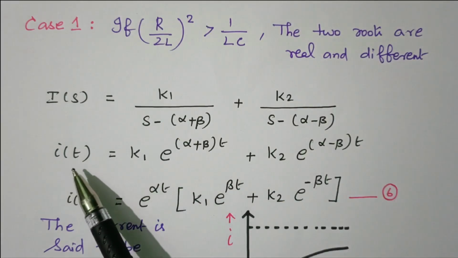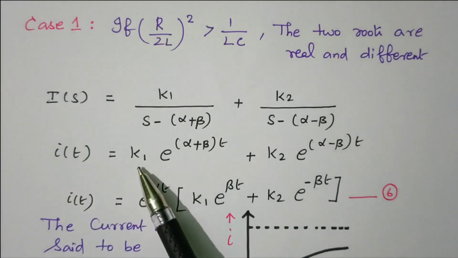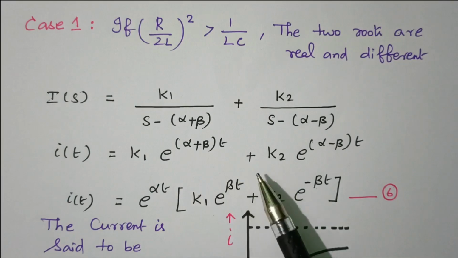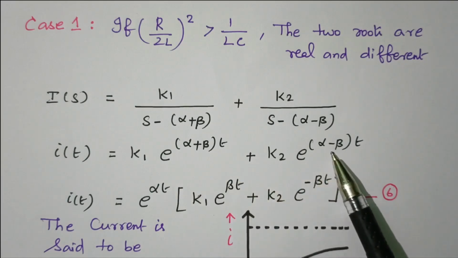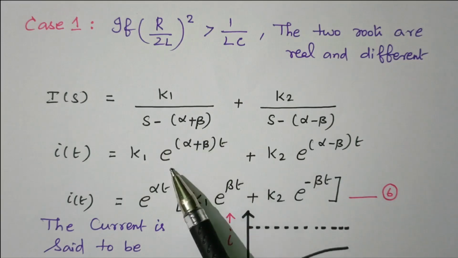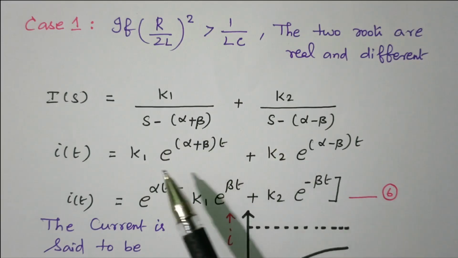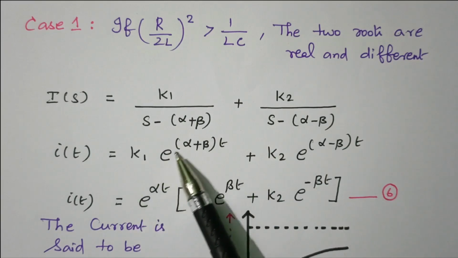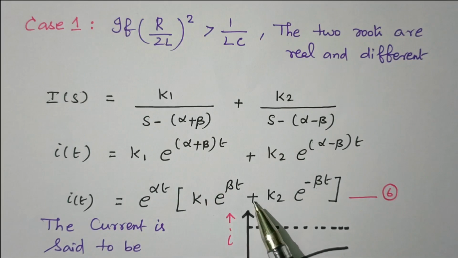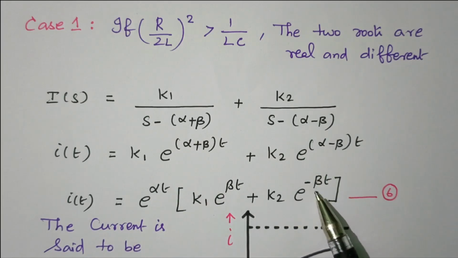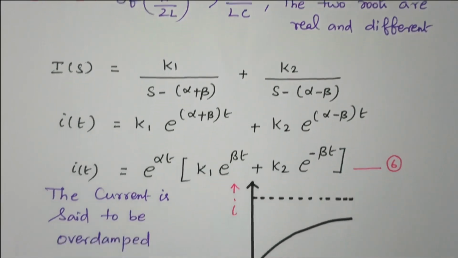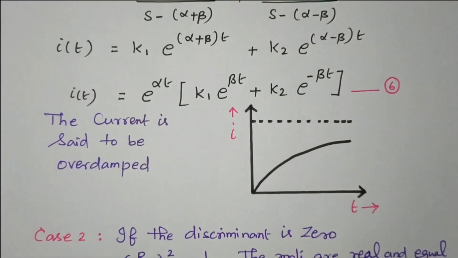So by simplifying, by taking inverse Laplace, we will get I of t equal to K1 e power (alpha plus beta) t, right? So this is the inverse Laplace formula, plus K2 into e power (alpha minus beta) t, right? So this is the formula: 1 by (s minus a) gives e power at. By using that we can write this, right? Now K1 and e power alpha t are common, so that is taken outside. So we have e power alpha t times [K1 e power beta t plus K2 e power minus beta t]. Here alpha t is commonly available in both terms. So this is equation number 6. By analyzing equation number 6, we can go for a conclusion.